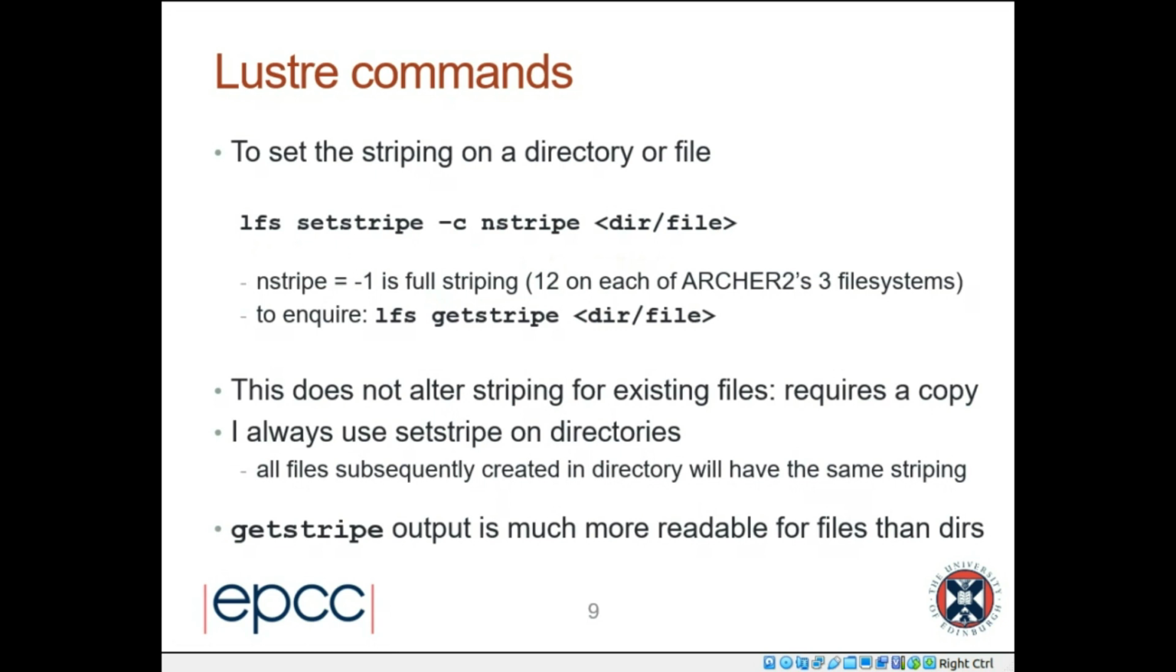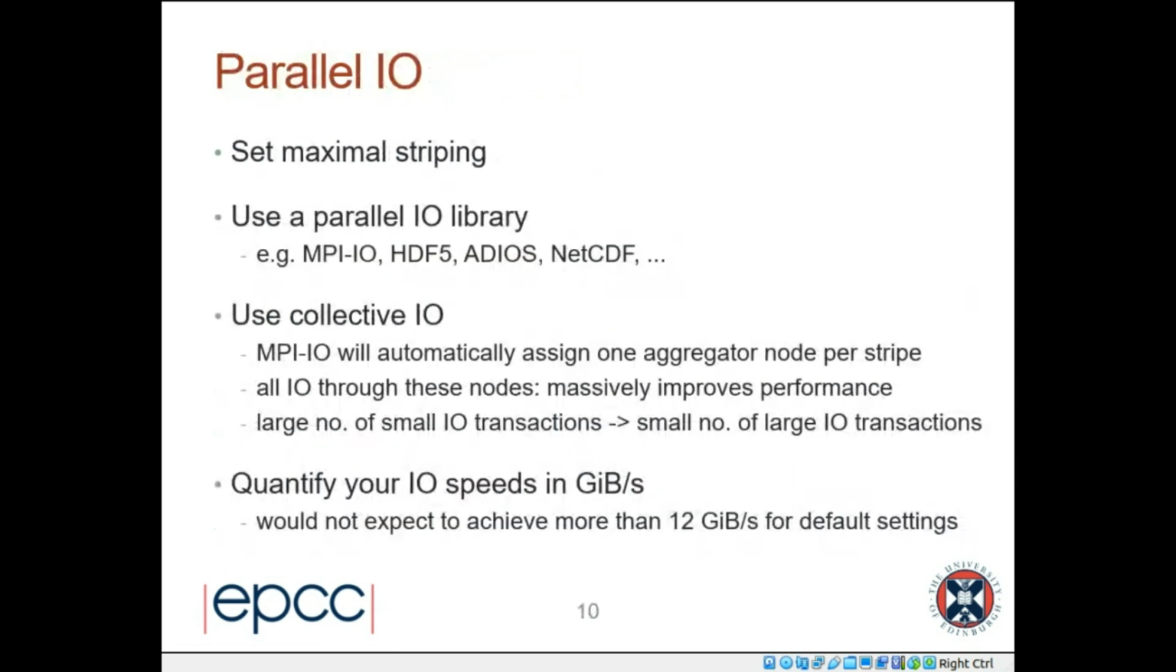If you want to get the number of stripes, use getstripe. I say here the getstripe output is much more readable for files and directories. That doesn't seem to be true on ARCHER2, which is actually a comment on that for ARCHER, possibly. But definitely, the way to control your I/O is to have separate directories for your output files and change the striping on those output directories. That will then be inherited by all the files which you create in that directory. So for parallel I/O, you should set maximal striping.